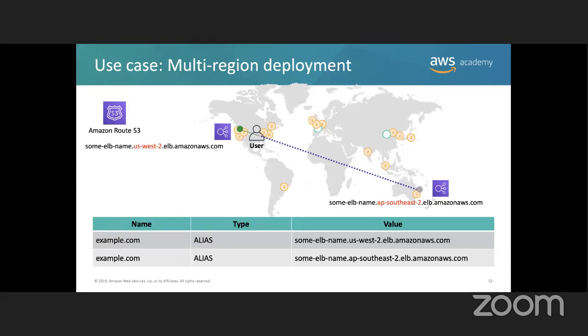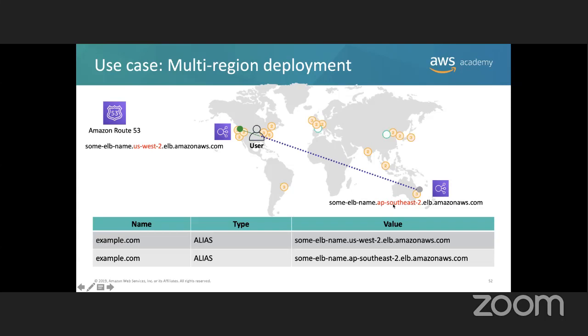Multi-region deployment. You have here a user, right? And then you have Amazon Route 53 here. And then you have this elastic load balancer. Because guys, this is a machinery that is working. All the services are working together as a team, right? You see here Route 53, but Route 53 is working with elastic load balancers. This says ELB, that's elastic load balancer. Okay, and this one is in US West 2, and this one is in AP Southeast 2.